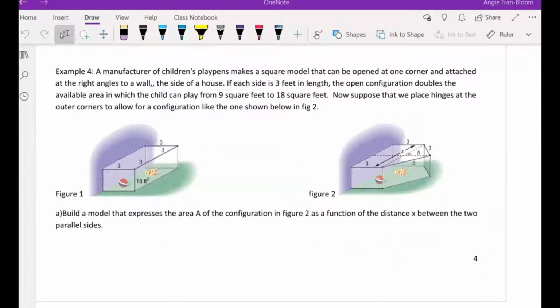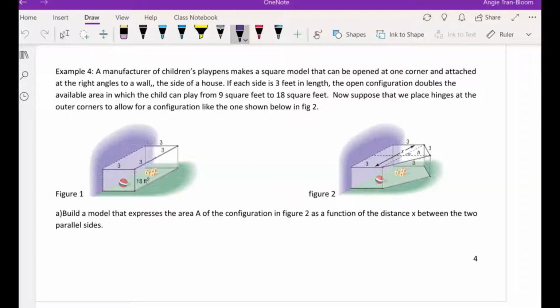Example 4. A manufacturer of children's playpens makes a square model that can be opened at one corner and attached at right angles to a wall, the side of a house. If each side is 3 feet in length, the open configuration doubles available area in which the child can play from 9 square feet to 18 square feet. Now suppose that we place hinges at the outer corner and allow for a configuration like the one shown in the next figure, figure 2.